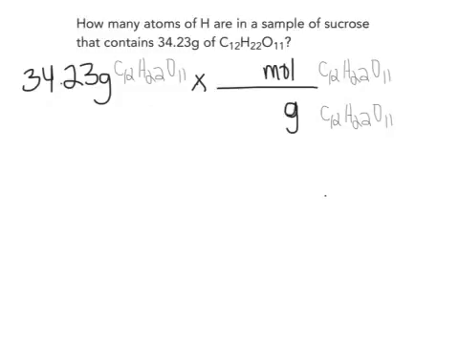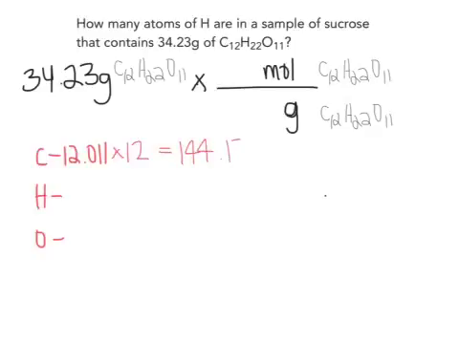So to do so, we need to add up the mass of all the carbons, hydrogens, and oxygens. Carbon has a mass of 12.011, and since there's 12 of them in sucrose, we need to multiply this by 12 to get 144.32.